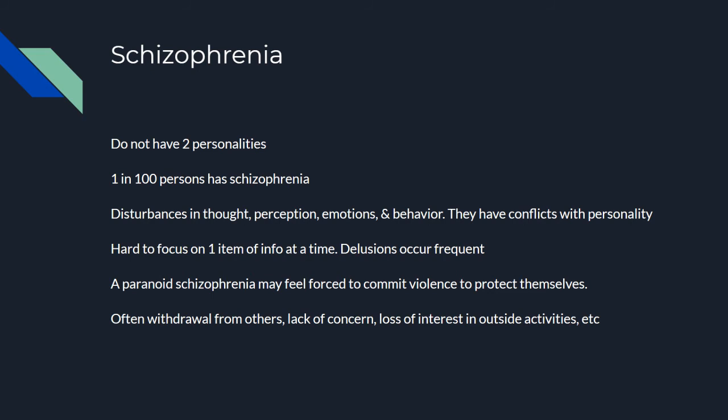In any given year, one person in 100 has schizophrenia. It is a disorder characterized by disturbances in thought, perceptions, emotions, and behavior. These disturbances are so severe that a person's thoughts, actions, and emotions are no longer coordinated, resulting in personality disintegration, so conflicts within the personality. It's hard for people with schizophrenia to focus on one item of information at a time.